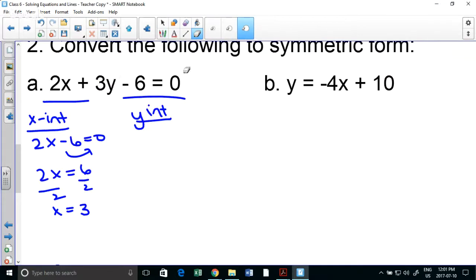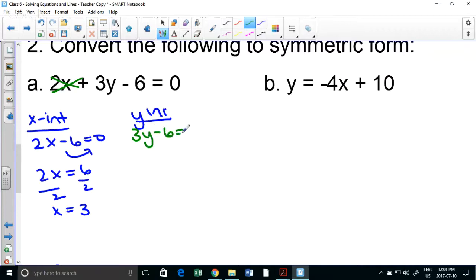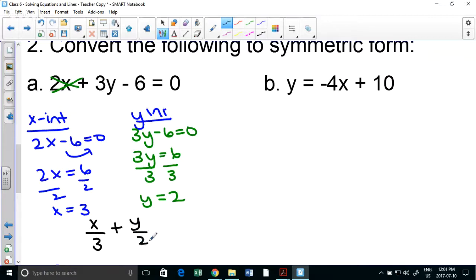I need the y-intercept. With the y-intercept, it's opposite. So instead of removing this one, we remove this one. So we get 3y minus 6 equals 0. 3y equals 6, dividing by 3 gives us y is 2. So my symmetric form is x over 3 plus y over 2 equals 1.